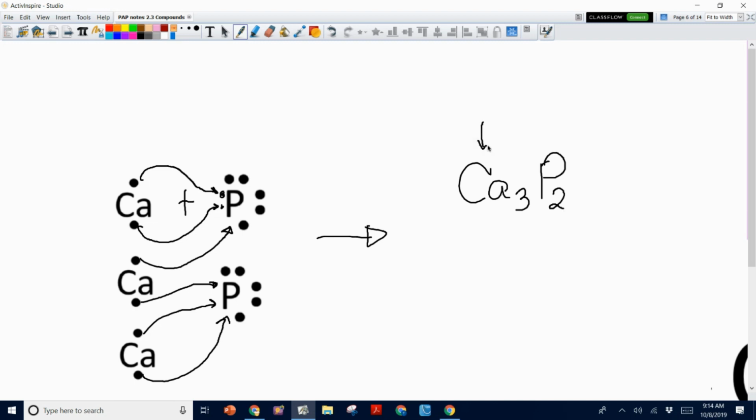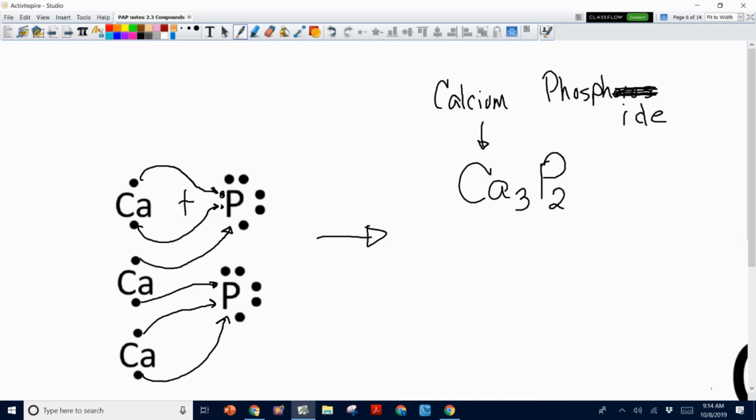So this first element, we don't change its name, so we write calcium. And then this is phosphorus. We're going to change the ending to ide. So we're going to drop the ending and add ide. So this is calcium phosphide.